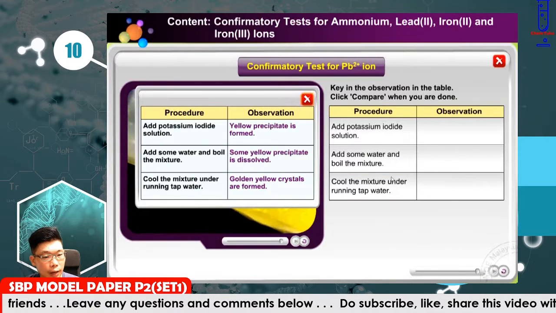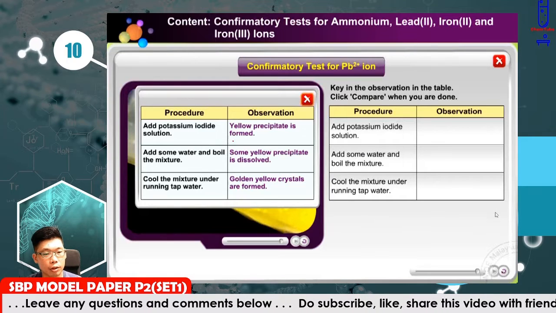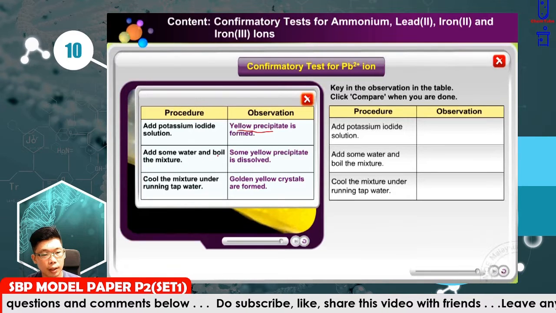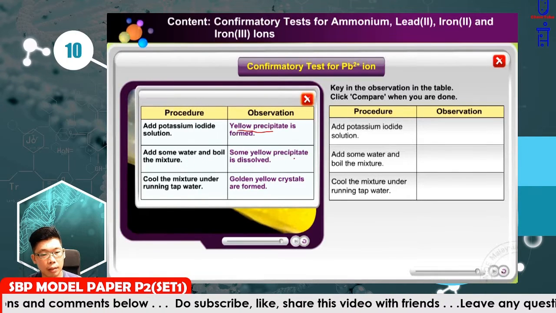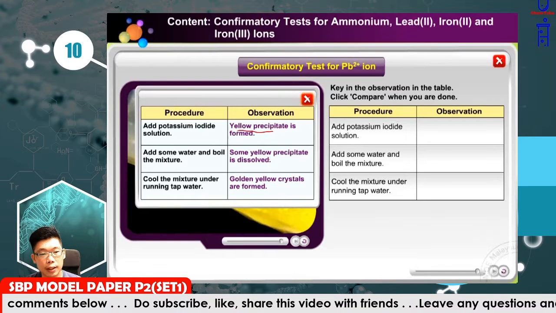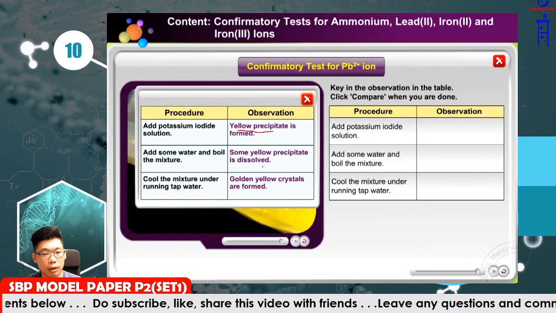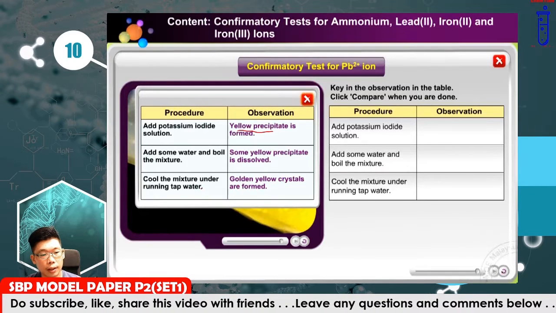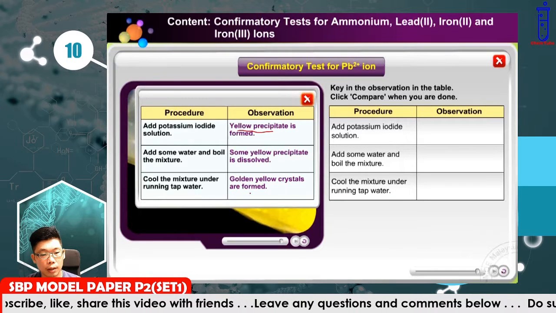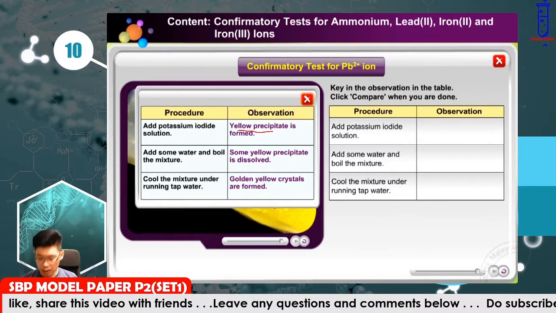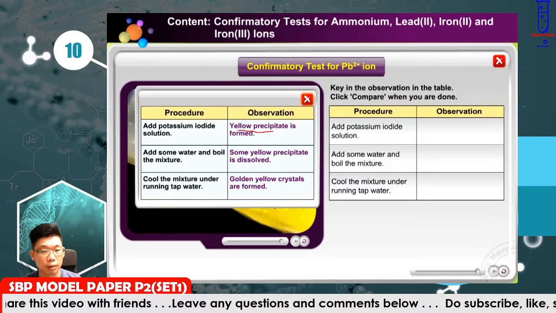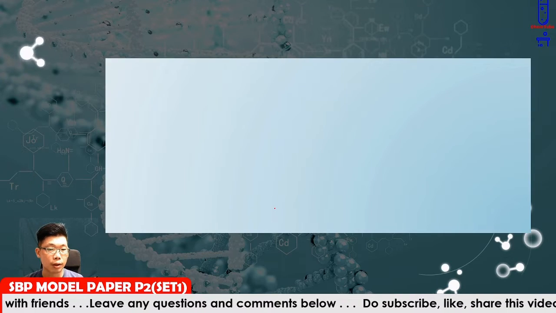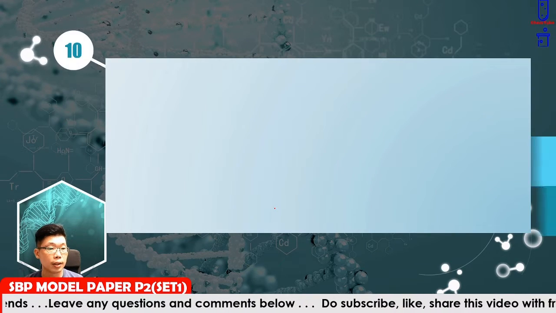You can see after you add in the potassium iodide solution, it forms a yellow precipitate. Add in some water and boil the mixture. Some of the yellow precipitate dissolves, meaning that lead(II) iodide is soluble in the hot state. Then when you cool it under running tap water, golden yellow crystals are formed. It turns back to solid again.